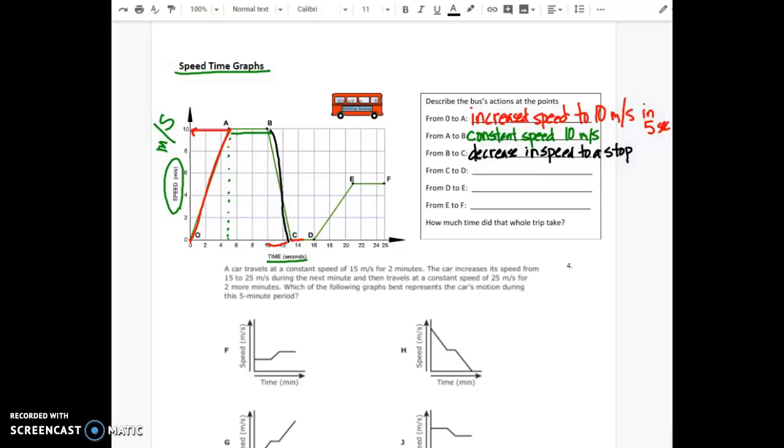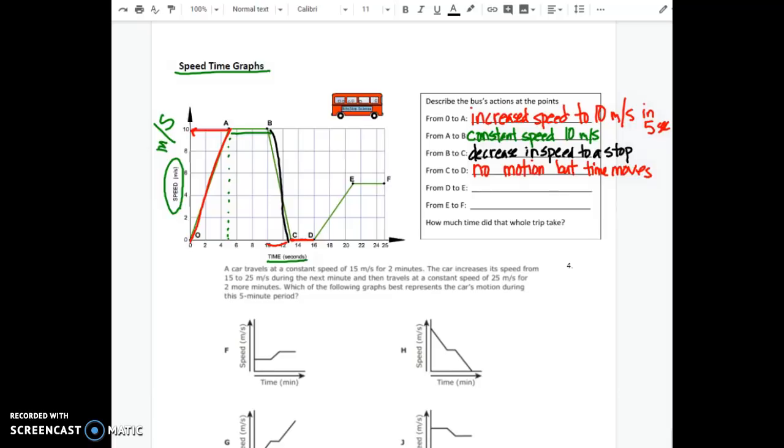Went from 10 to 13. And then at C, from C to D, we are at the 0 meters per second mark. So we are not moving. We are stopped. Probably a stoplight or a stop sign, perhaps. And we are stopped for a total of 3 seconds.